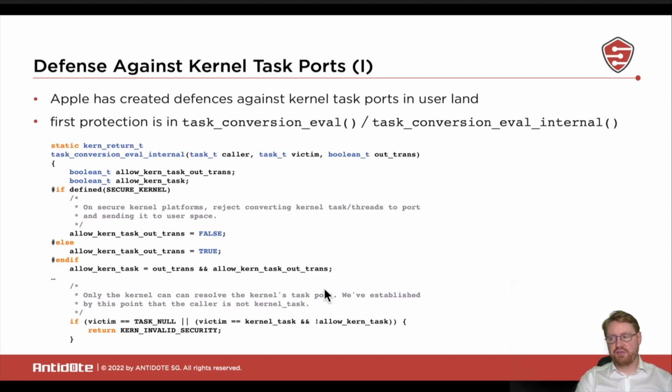The side effect of this is that every legal API that tries to give you a kernel task port would also fail, because, well, they can give it to you, but you cannot make use of it because of this code here.